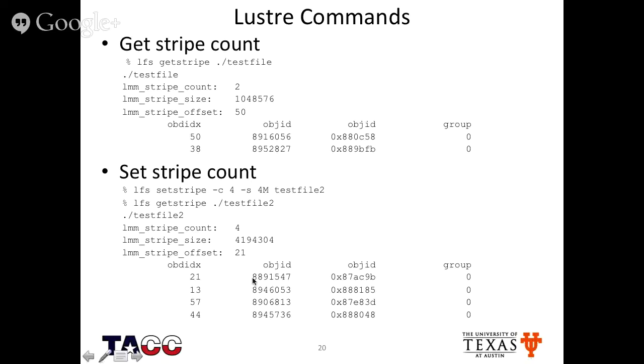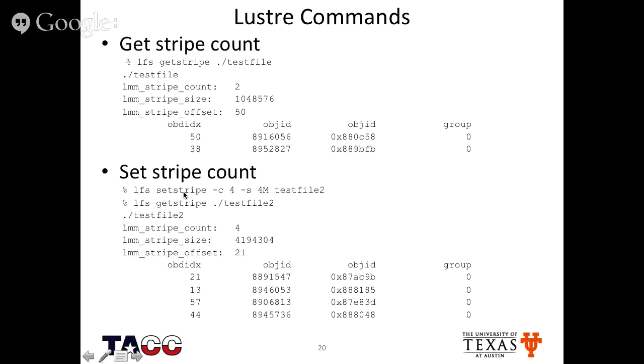So if you run this command, lfs getstripe, and pass a file name, an executable name there, like /test file, that will give you the stripe count that's being used for that file, and then it also gives you the stripe size and gives you the offset and all that information.